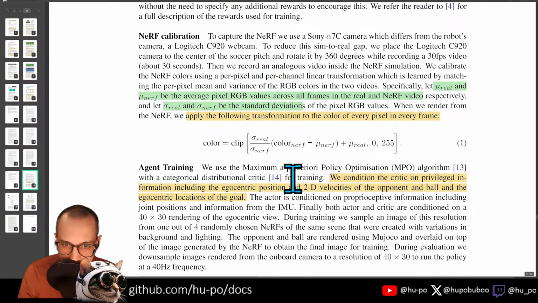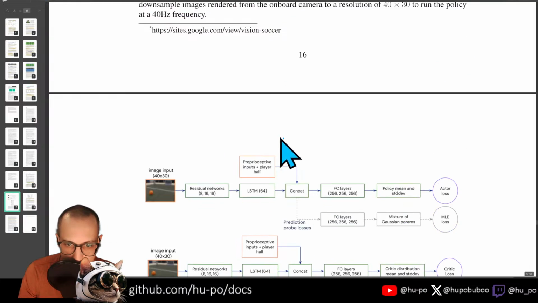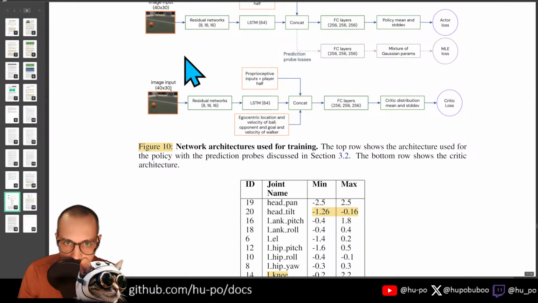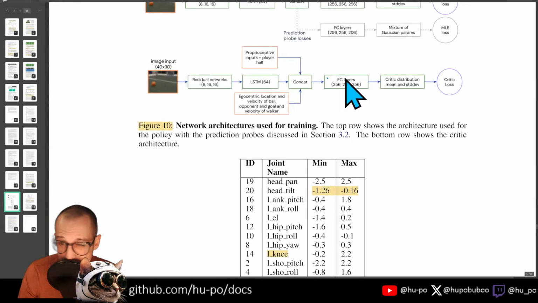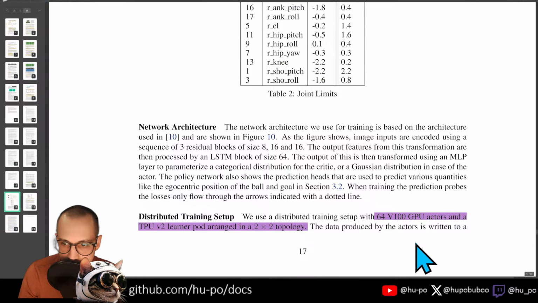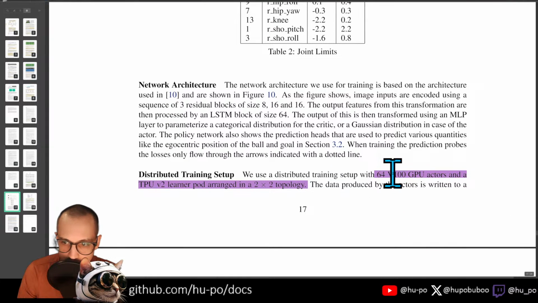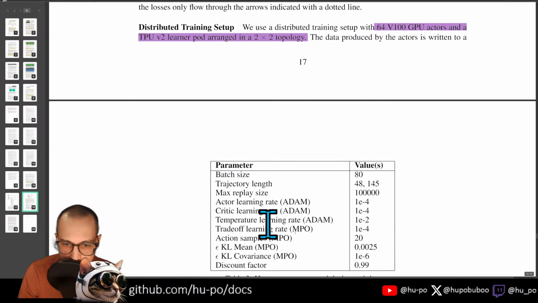POMDP. This is the domain randomization that they use for the NeRFs that jitter the hue, saturation, and brightness. We went over this. Model architecture is very small, little robot. So your models are going to be pretty small, a very small little ResNet, a very small little LSTM. Everything is pretty small. 64 V100 GPU actors and a TPU v2 learner pod arranged in a 2x2 topology. So, of course, Google DeepMind, they're going to be using TPUs.